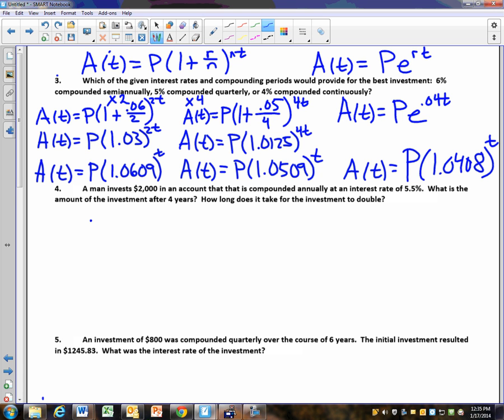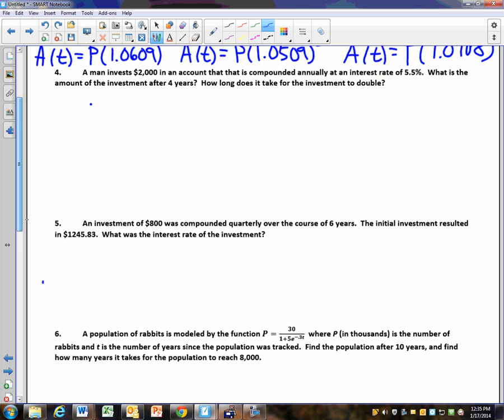So you tell me, based off of those formulas, which one looks like it's going to give you the best investment, the first, second, or third? The first. The first has the largest base, so therefore it will result in the best growth. But we weren't able to figure that out until we wrote it in this form. And so that's what you want to do. Okay? All right, number 4.